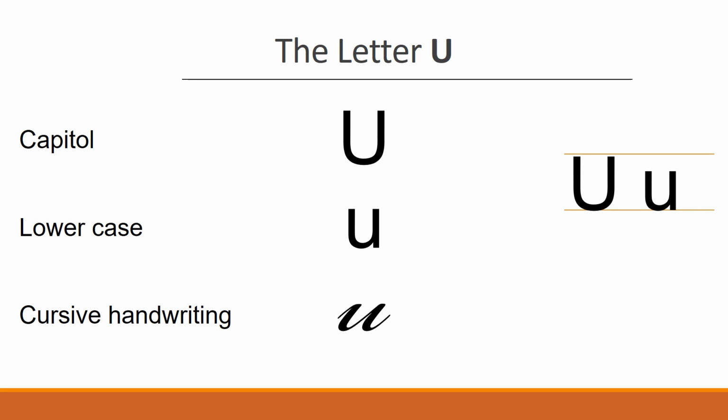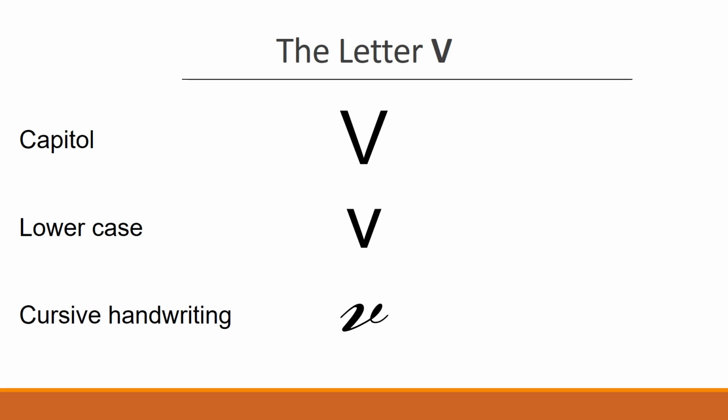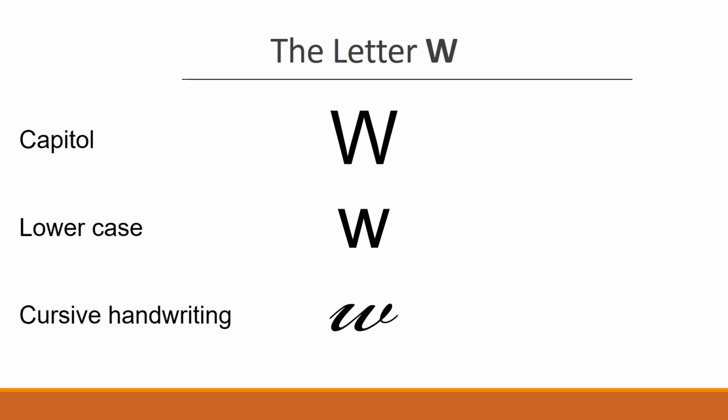The letter V. And you can see they're almost exactly the same. Two sticks connected at the bottom, the capital and the lowercase. The lowercase is just a little bit shorter. This is the letter W. It says W, but it looks really more like a double V. You can see that it has two V's connected at the top. The capital and the lowercase look exactly alike, only just a little bit smaller. The cursive makes it look more like a double U instead of a double V.